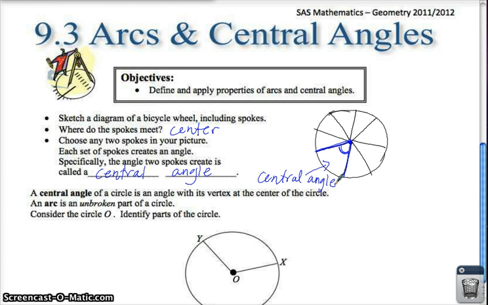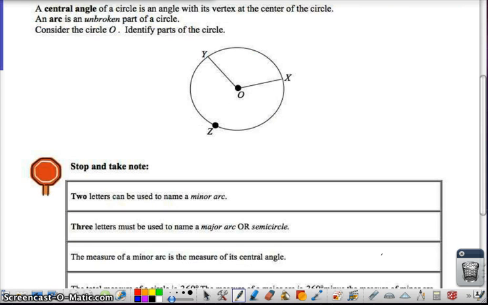So a central angle of a circle is an angle with its vertex at the center of the circle. An arc, which might be new language to you, is an unbroken part of the circle. So look at this diagram. Consider circle O. Identify the parts of the circle. Okay, so when identifying the parts of a circle, you might think, okay, well, O is the center of the circle, and OY or OX are the radius of the circle, and that's correct.